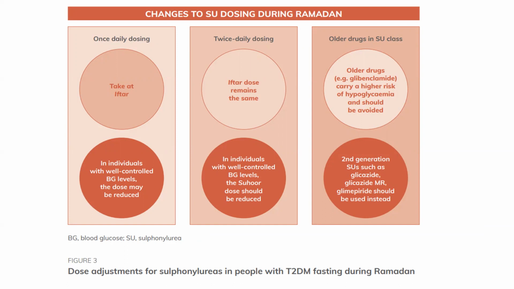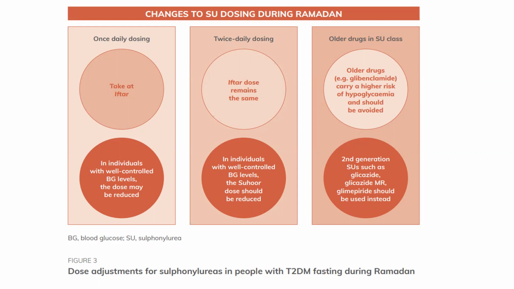because that's the one which really needs adjustment and understanding. So once daily dosing taken at iftar, in individuals with well controlled blood glucose, the dose may be reduced even in the iftar time. In the twice daily dosing, iftar dose remains the same. In individuals with well-controlled blood glucose, the suhoor dose should be reduced. So what happens is, for example, if the patient is taking one full tablet in the morning, one in the evening, I will definitely cut it down to half in the morning and one in the evening.